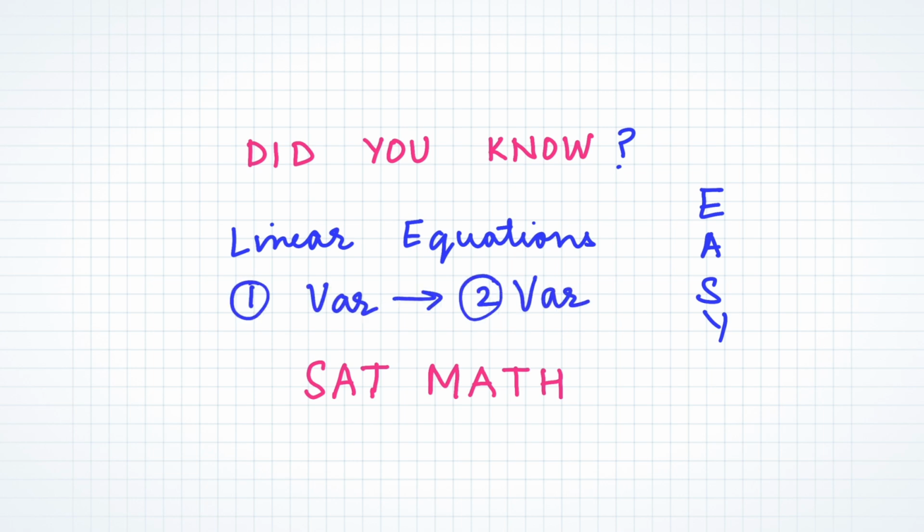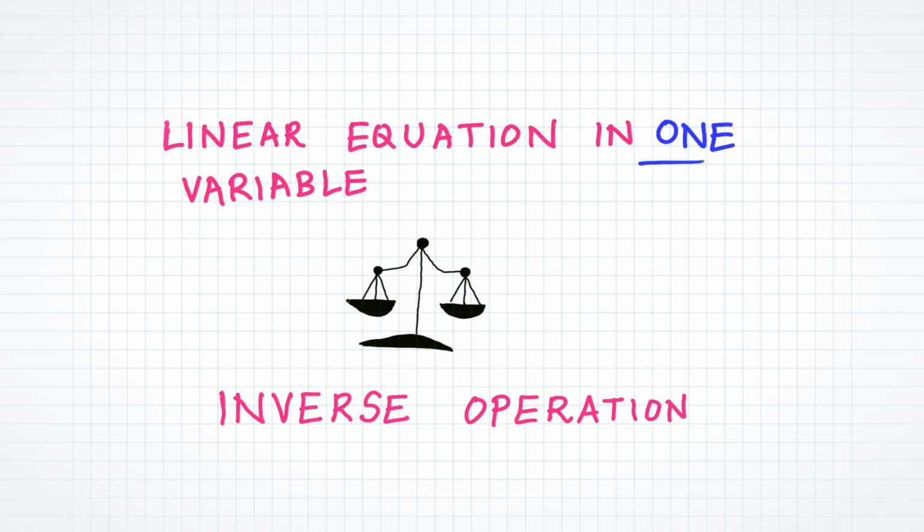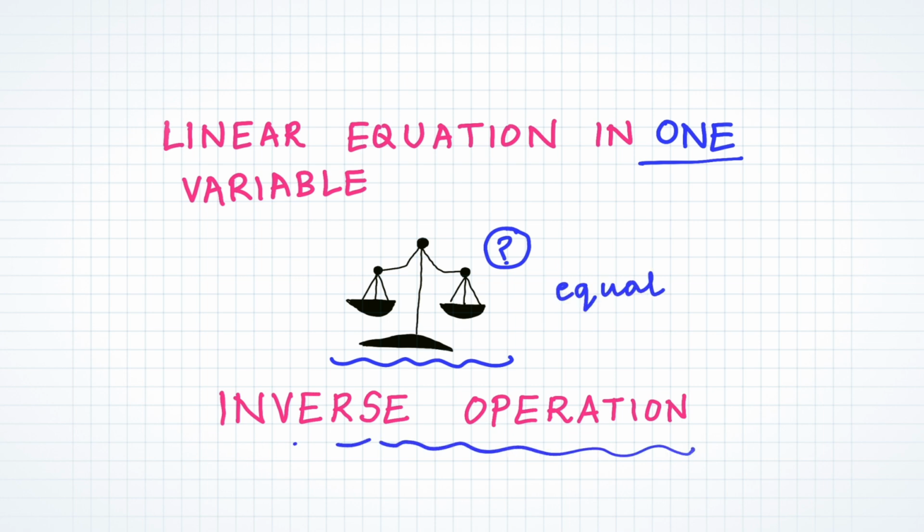Let's begin. A linear equation in one variable is like a balance scale. You have one missing number, and your goal is to make both sides equal. To solve it, we use something called inverse operations. That means we do the opposite, like subtracting if something is added, or dividing if something is multiplied. All right, let's see how it works.